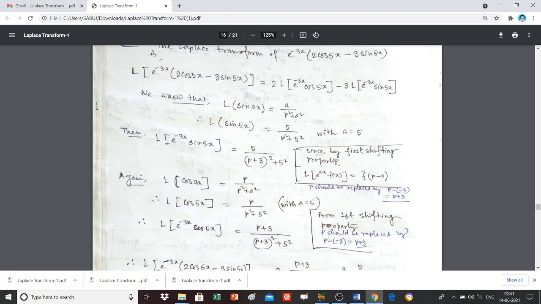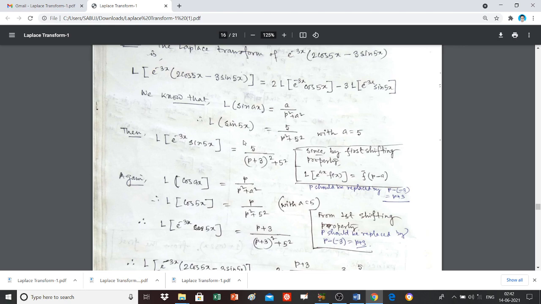So now the Laplace transform of e to the power minus 3x sin 5x has the form e to the power ax f(x). From the first shifting property, you know that the Laplace transform of e to the power ax f(x) is equal to F(p minus a), where F(p) is the Laplace transform of the function f(x). In our present case, the function f(x) is sin 5x, whose Laplace transform is 5 by p square plus 5 square.